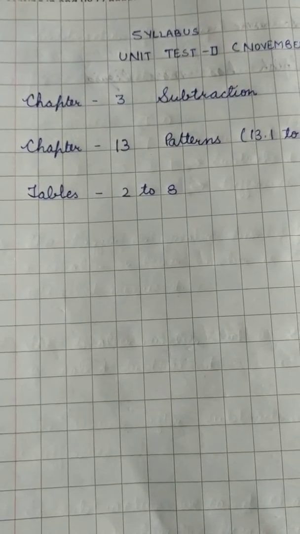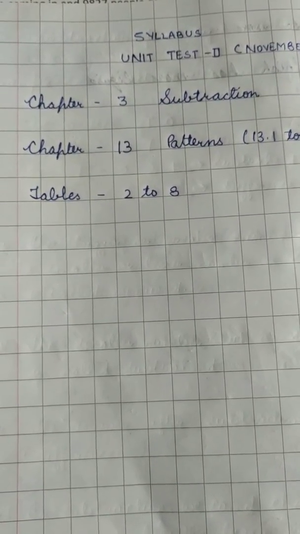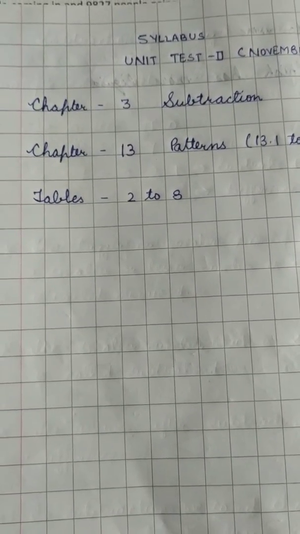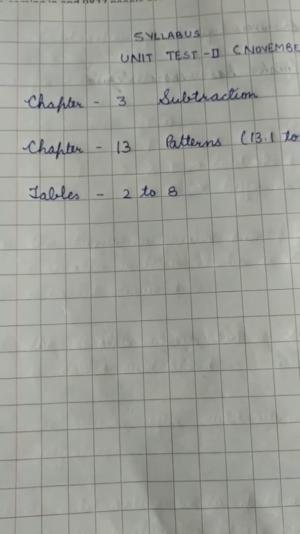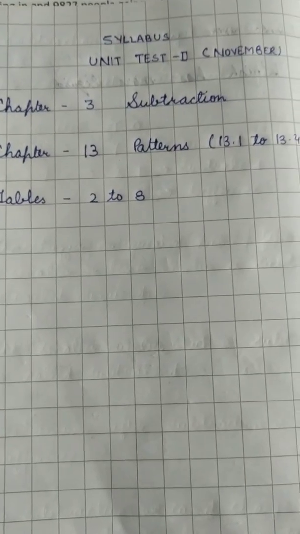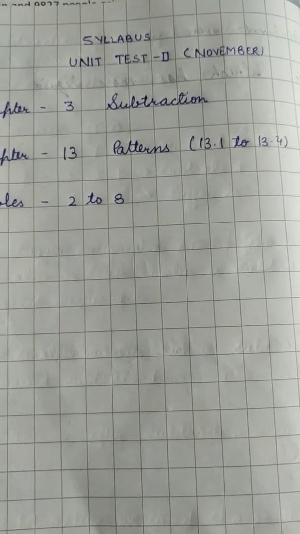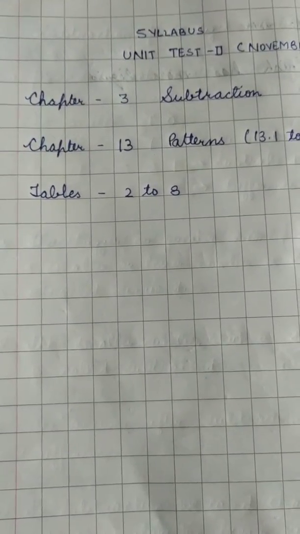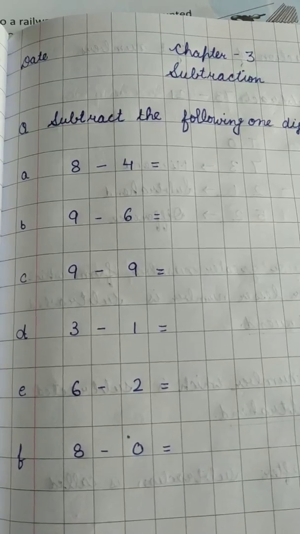So here we are going to start with the unit test 2 video. First of all, the syllabus for the unit test 2, which will be held in the month of November. Here we'll have two chapters, chapter 3 subtraction and chapter 13 patterns. And in this chapter we'll cover only 13.1 to 13.4 exercises. Along with this, the tables from 2 to 8.